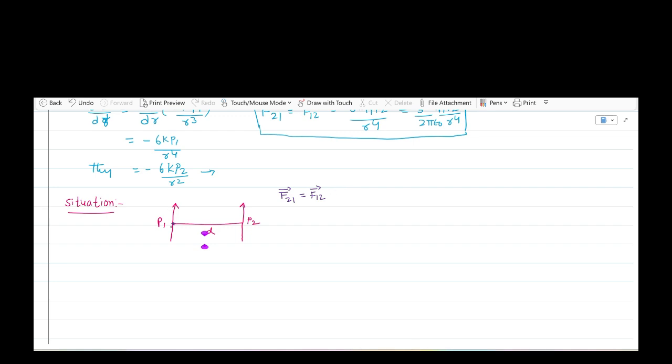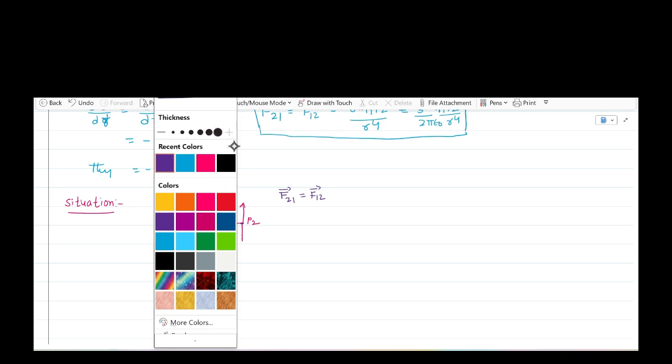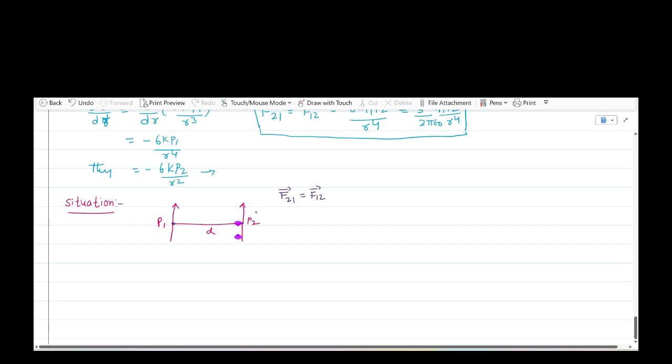Coming on to the equatorial line. This P2 is on the equatorial line of P1, and P1 is on the equatorial line of the field of P2. The force on 1 by 2 is P1 into dE2 by dr, where E2 is the field of the P2 dipole. On the equatorial line that is equal to kP2 by r cube.